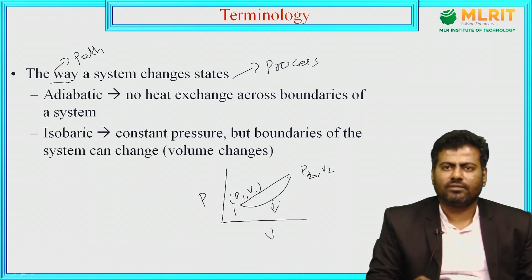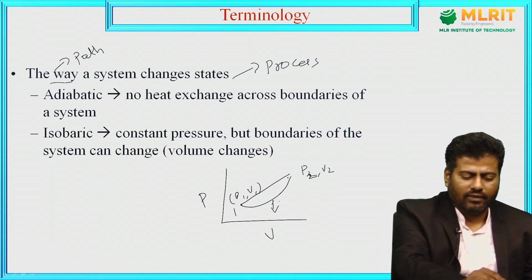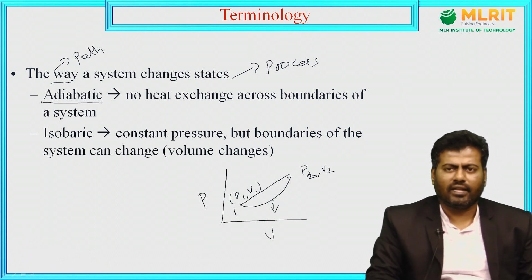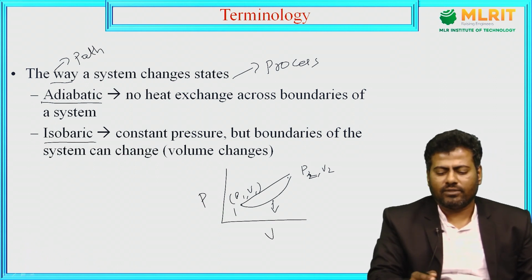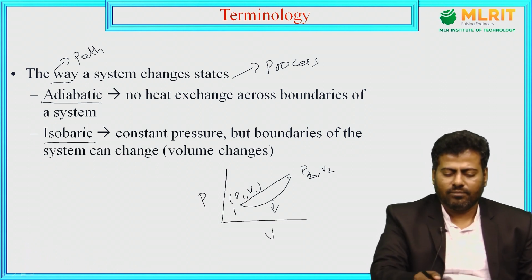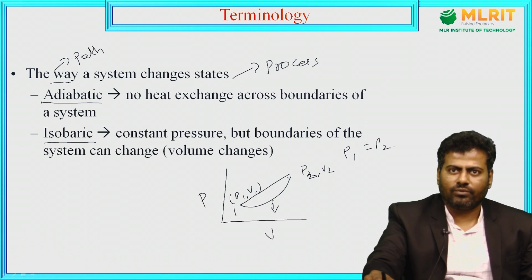Then I am able to sense the process. Got it? So that is what the various processes are. You have studied in your intermediate level the adiabatic process, and after that the isobaric process. Isobaric means constant pressure, that is, P1 equal to P2.